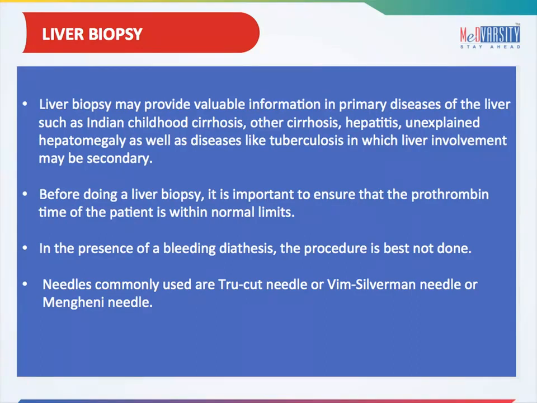Liver biopsy. Liver biopsy may provide valuable information in primary diseases of the liver, such as Indian childhood cirrhosis, other cirrhosis, hepatitis, unexplained hepatomegaly, as well as diseases like tuberculosis, in which liver involvement may be secondary. Before doing a liver biopsy, it is important to ensure that the prothrombin time of the patient is within normal limits. In the presence of a bleeding diathesis, the procedure is best not done. Needles commonly used are true cut needle or Vim Silverman needle or Mangini needle.